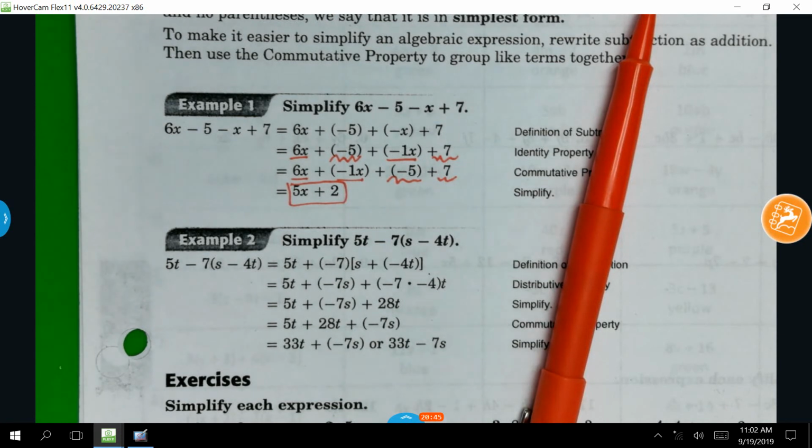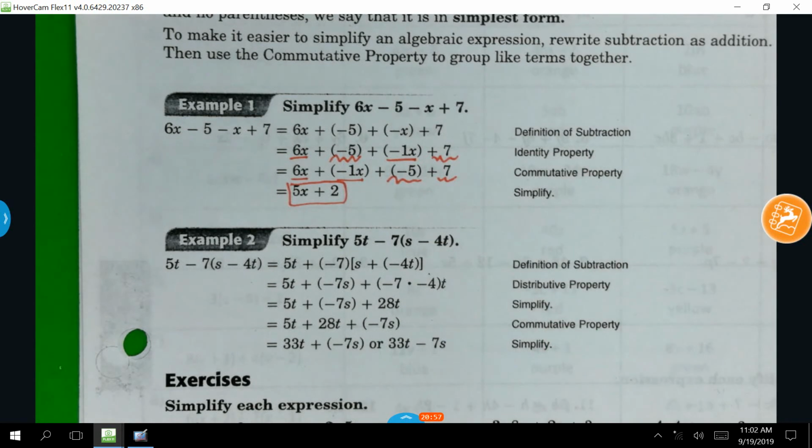So you can only add things together if they are like terms. If they have the same variables, you can add those numbers together. But if they are not the same, you cannot do anything with them. Okay? I'm glad you asked that. Good question.